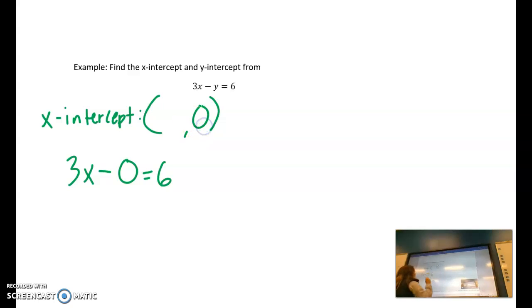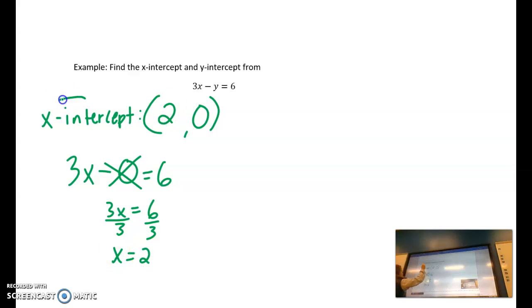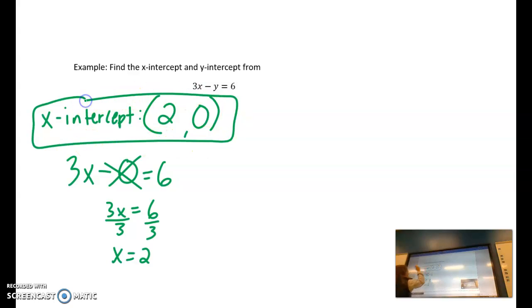Because we know that our x-intercept is going to be some number where our y value is going to be 0. So this goes away. So I'm left with 3x equals 6. Divide both sides by 3, and so I get x to be 2. So my x-intercept is at 2, 0.